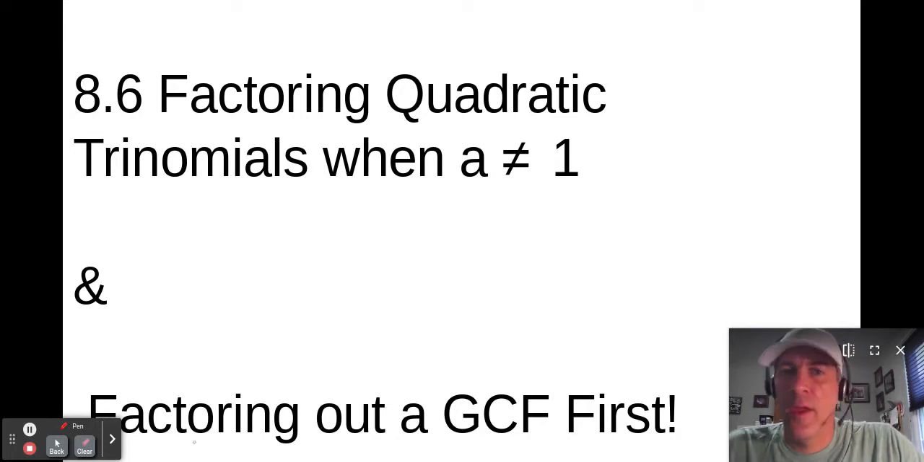Hey everyone, here's a quick video on how to factor quadratic trinomials when a does not equal 1, meaning our leading coefficient is some kind of integer, and then how to factor out a GCF first. A couple of examples.